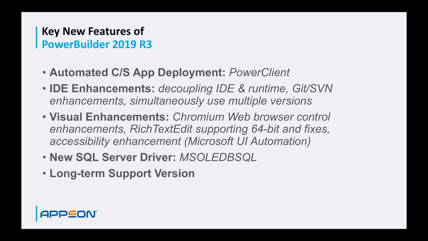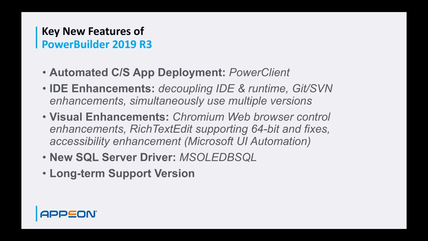And also, R3 is a long-term support version. Long-term support versions are typically eligible for support for at least 5 years, and sometimes longer, depending on our product roadmap, release cycle, and customer situation. Now, this is not an exhaustive list of the new features in R3. It's just giving you a bird's eye view of some of the highlights.